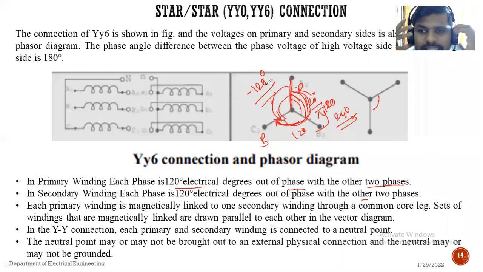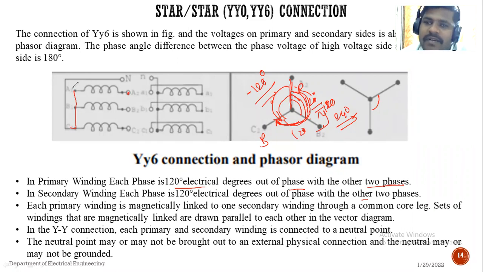Now in the star star connection, each primary and secondary winding is connected to a neutral point. स्टार स्टार कनेक्शन मध्ये प्रत्येक प्रायमरी आणि सेकंडरी वाइंडिंगचं एक एक टर्मिनल एका न्यूट्रल कनेक्शन साठी कनेक्ट केले. So we get one neutral point in case of star connection, and the neutral point may or may not be brought out for the external physical connection and the neutral may or may not be grounded.